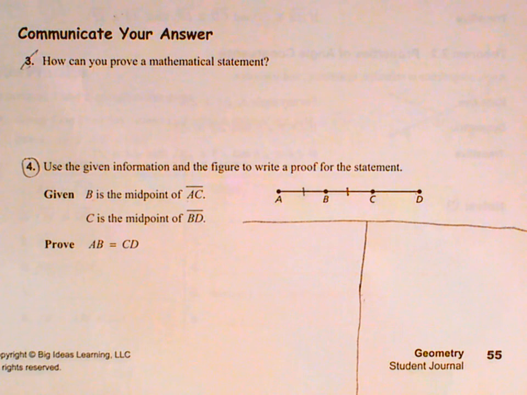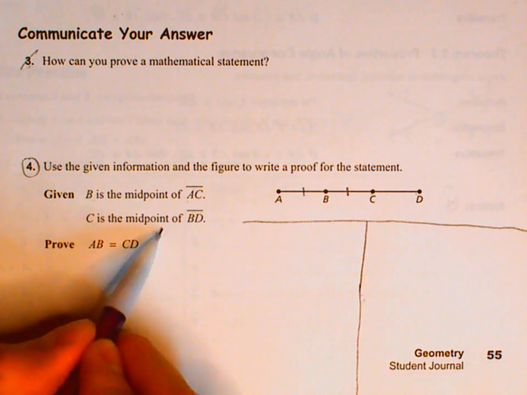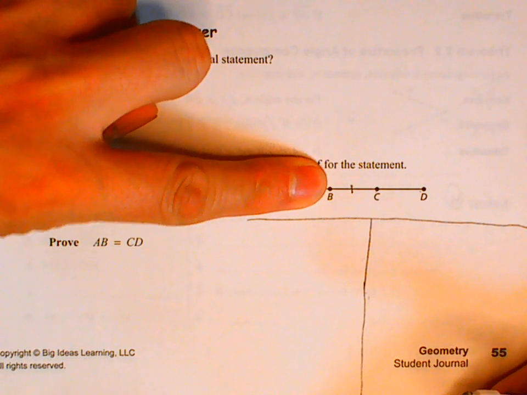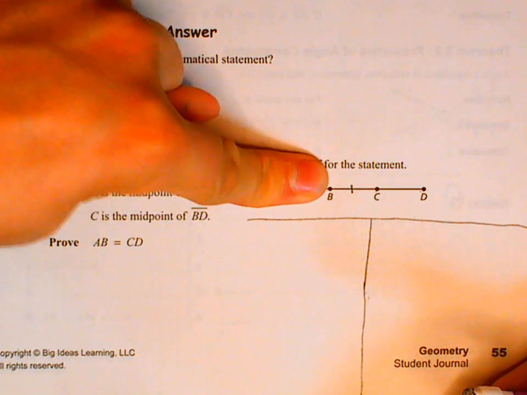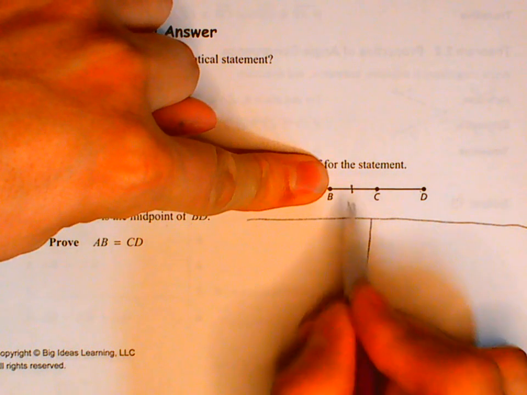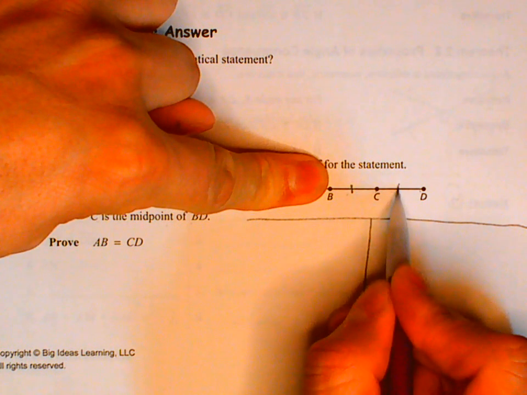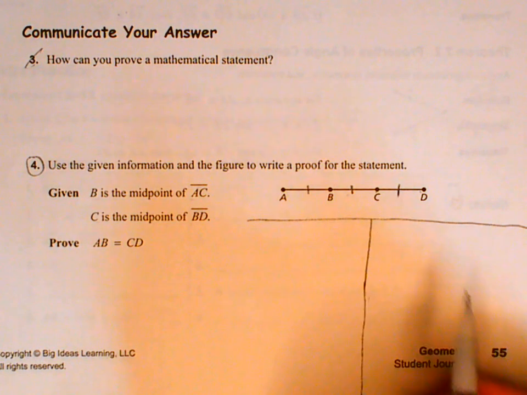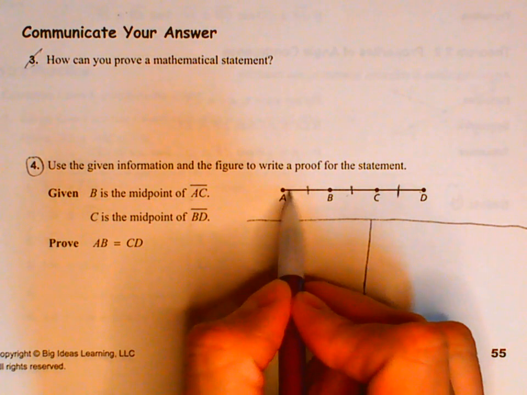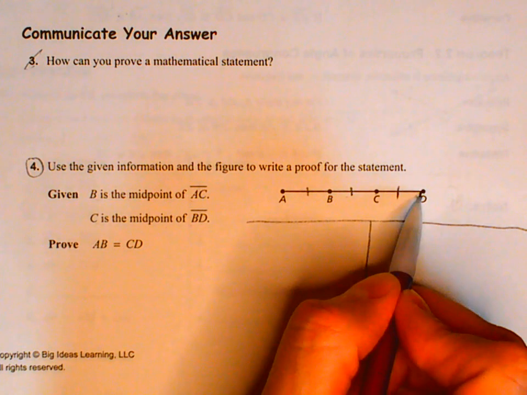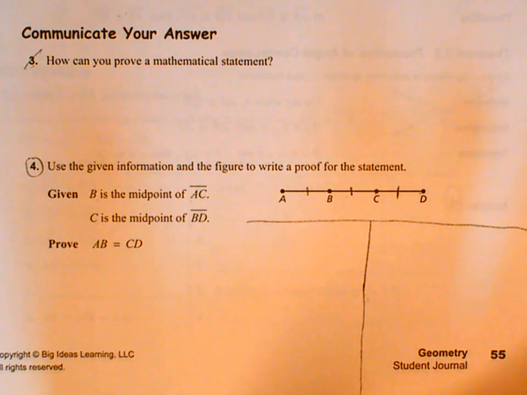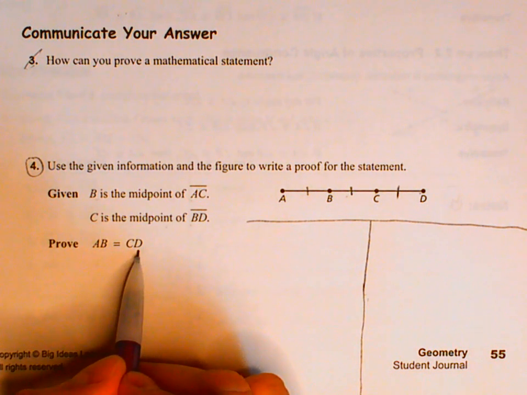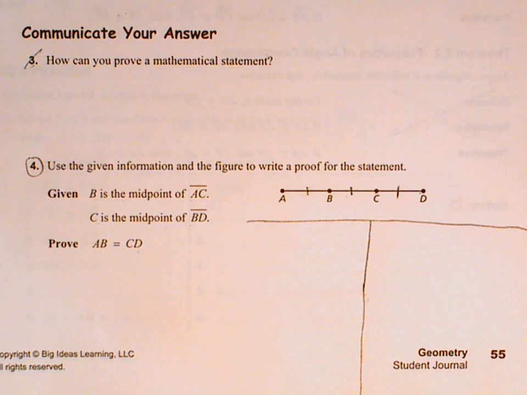And then we move on to the next step. C is the midpoint of BD. So I'm going to cover this. If C is the midpoint of BD, then BC is congruent to CD by definition. And we have to use the same hash mark. So what do we know about AB and CD? Well, they're going to be congruent. And if they're congruent, their measurements are going to be the same. So AB equals CD. So everything that I just did right now, that's called a plan.